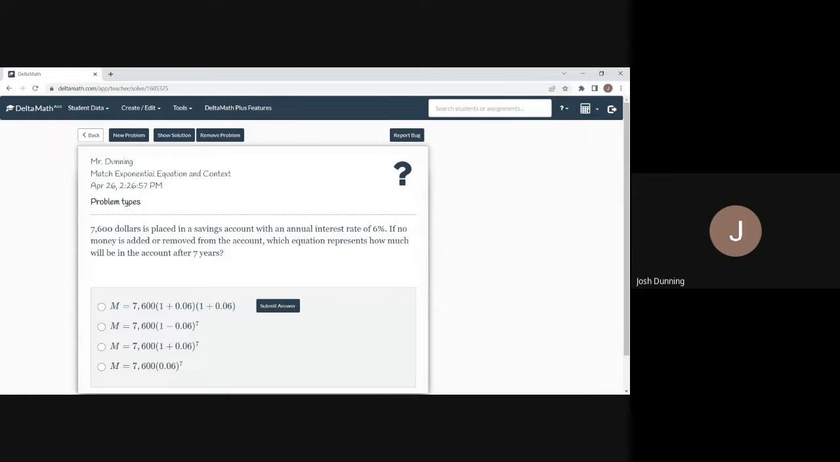$7,600 is placed in a savings account with an annual interest rate of 6%. If no money is added or removed, which equation represents how much will be in the account after 7 years? All right, so you're earning interest. Don't forget about that. So we're going to use the plus instead. 6%, pop it over twice. There you go. We're earning money. 1 plus 0.06 to the seventh power.